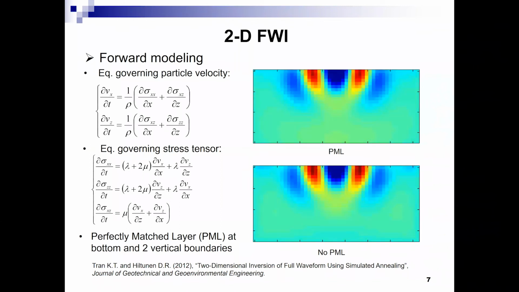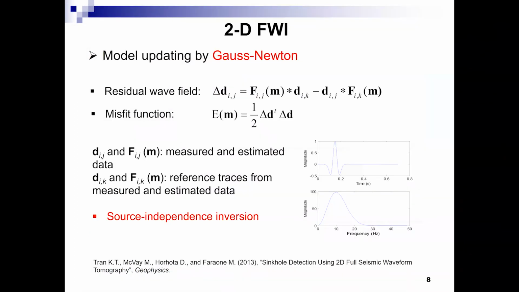Next, please. For the model updating, we use the Gauss-Newton method to match the measured data with the synthetic data. This method was developed for the sledgehammer waveform, so we have to deal with the inconsistent source signature. Here we developed a method called source-independent inversion, so we can use any source signature for the inversion.